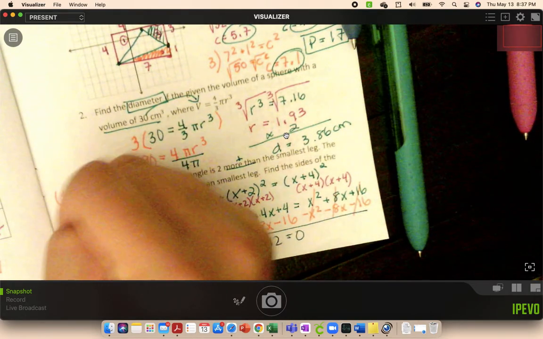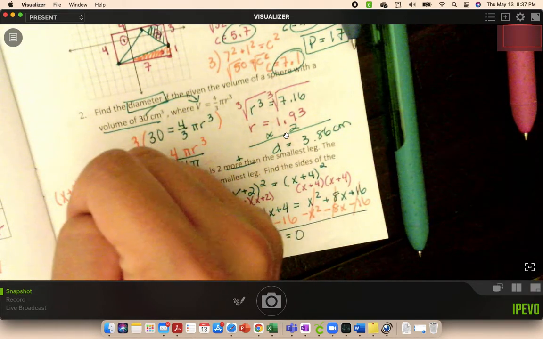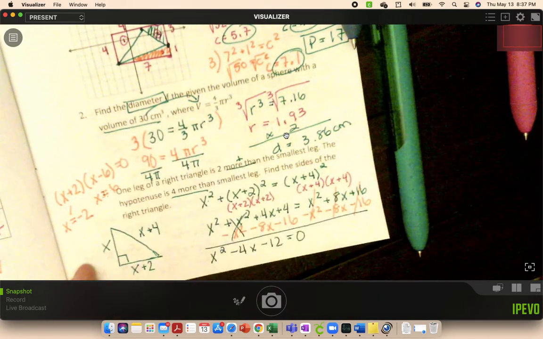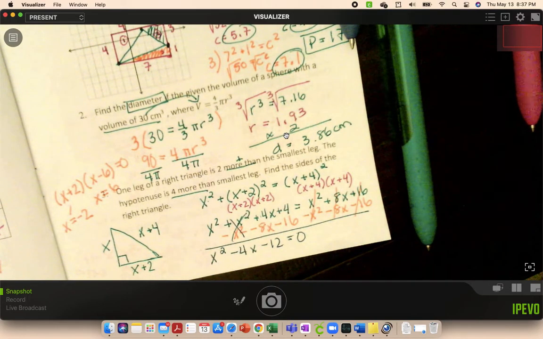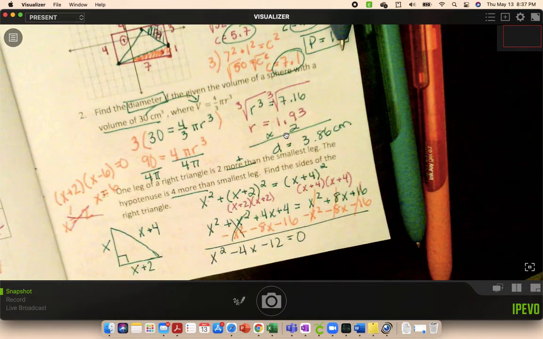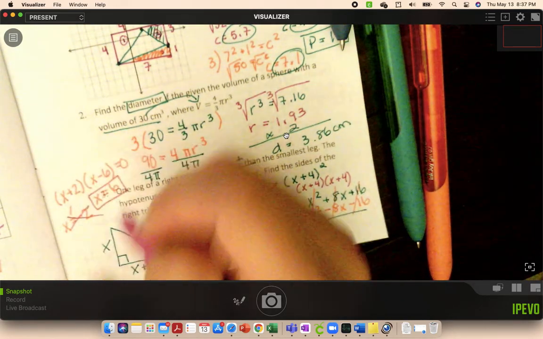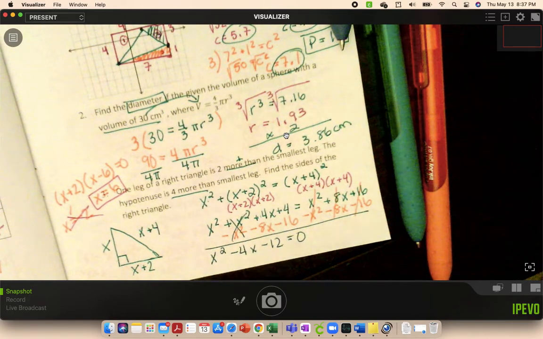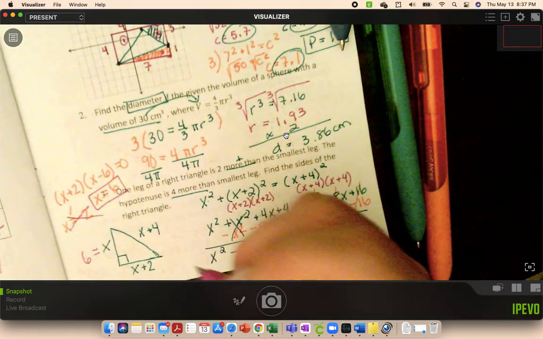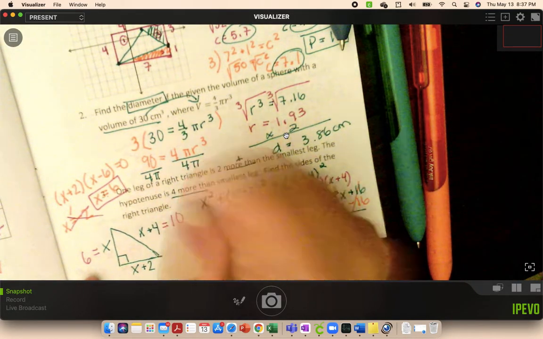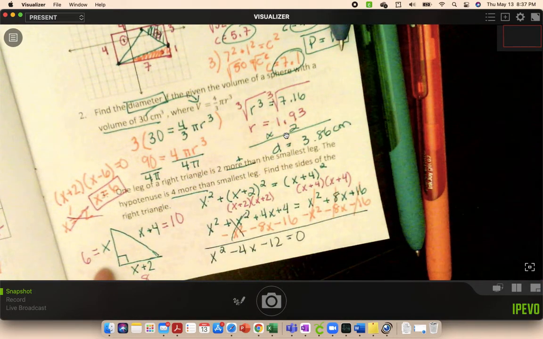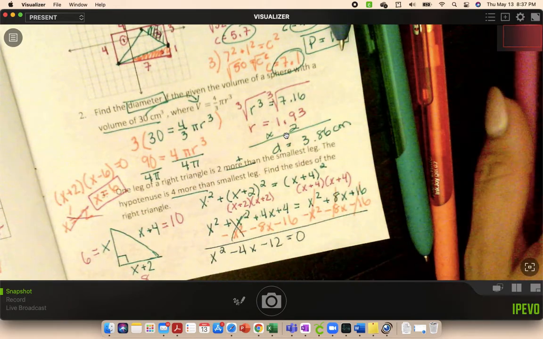And we take our parts and we set equal to 0. So I'm going to do x plus 2 equals 0, which means x is negative 2. And here x is 6. Just like before, we're talking about side lengths, y'all. There are no rulers out there that have negative numbers. So my answer is going to be x is equal to 6. But again, it said find the sides. So if this side is 6, 6 plus 4 is 10, and 6 plus 2 is 8. So my sides are 6, 8, and 10.